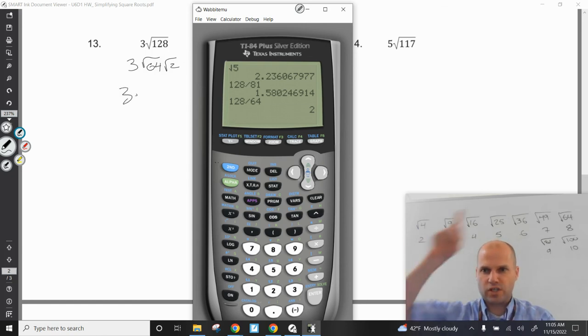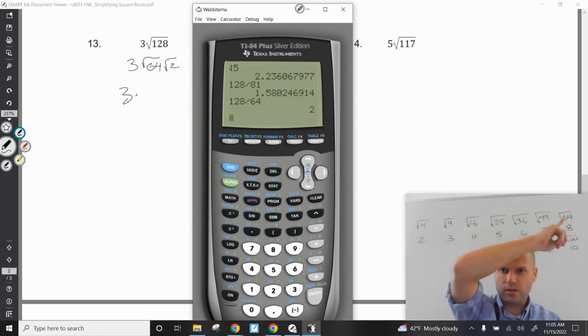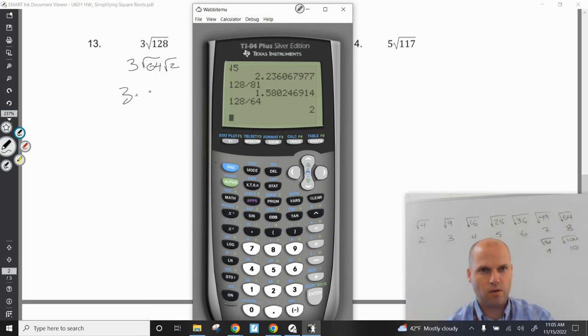The square root of 64 is 8. So 3 times 8 times root 2. 3 times 8 is 24. 24 root 2.